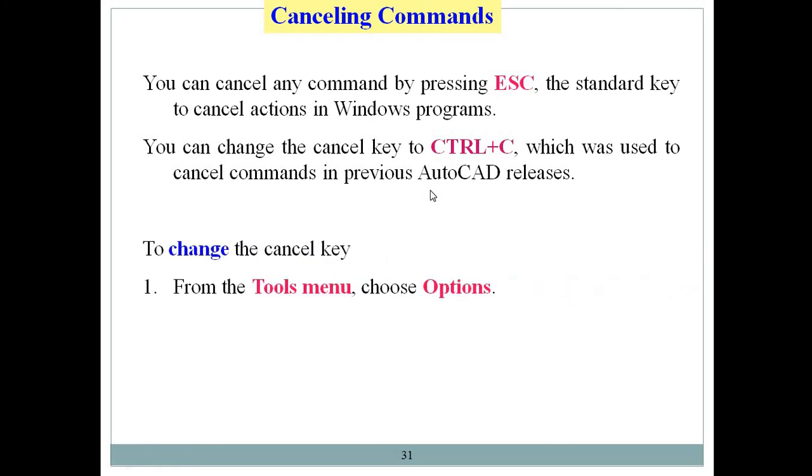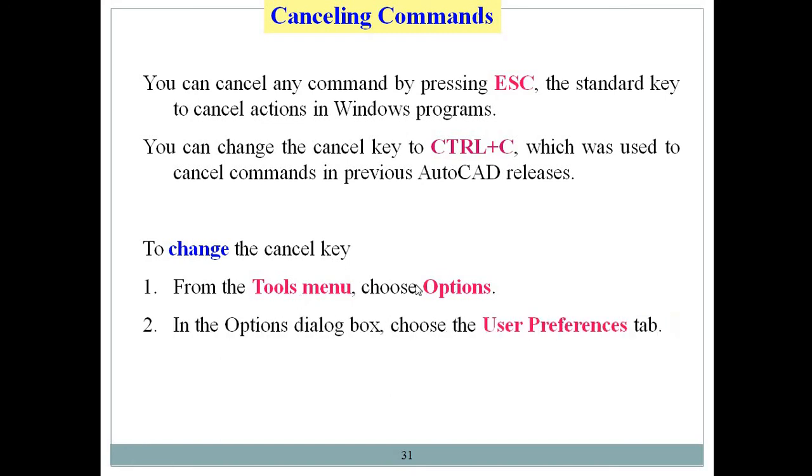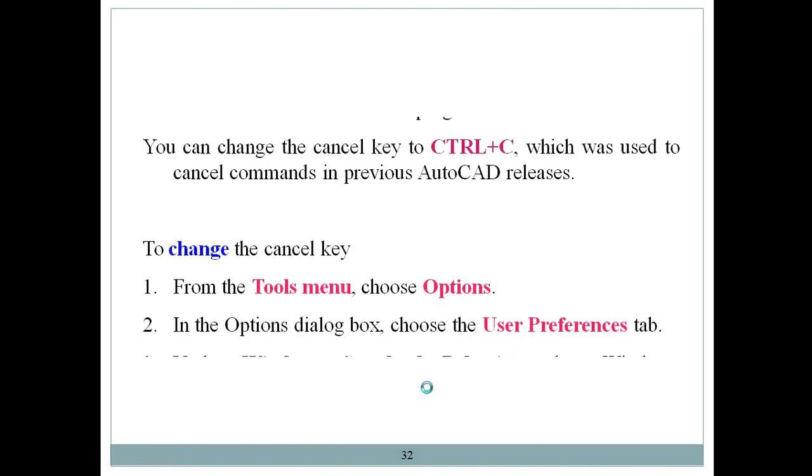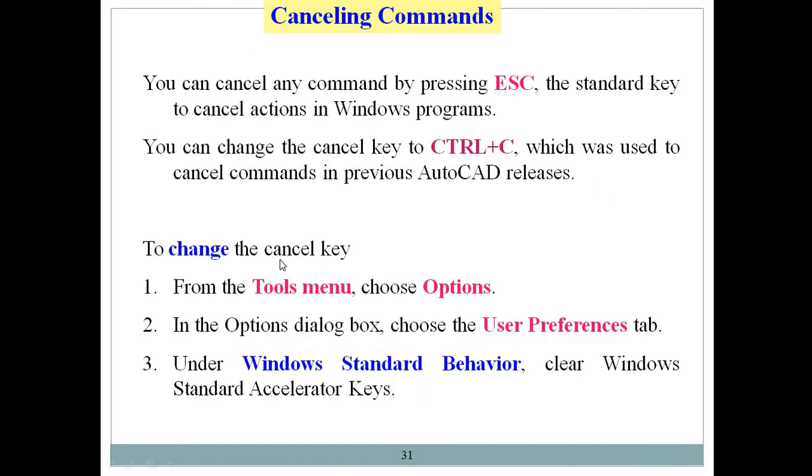Then to change the cancel key, go to the tools, then choose options, then go to the user preferences tab, then select Windows Standard and clear the Windows Standard Accelerator keys. This is the concept of cancelling commands, that is using the escape key and Control C.